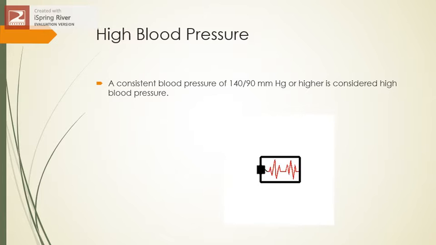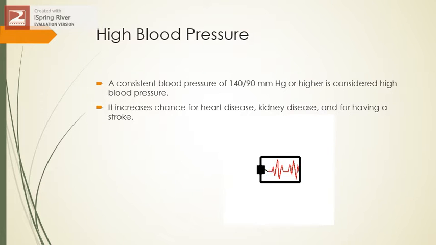So a consistent blood pressure of 140 over 90 or higher is also important. Hypertension wouldn't be diagnosed if you went to the doctor one time and you had a blood pressure that met that standard. It would have to be multiple readings on different days. High blood pressure is very problematic because it increases the risk of heart disease, kidney disease, and stroke. And it's particularly dangerous because most people don't know that they have it. There's no warning signs, symptoms, no particular pain or indication that you might have blood pressure problems.